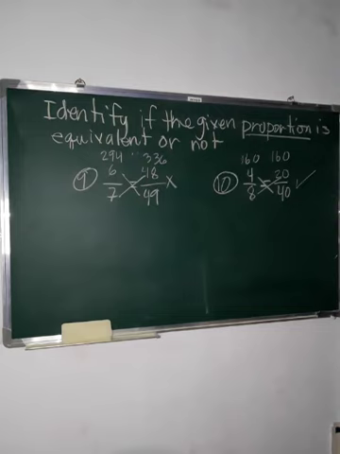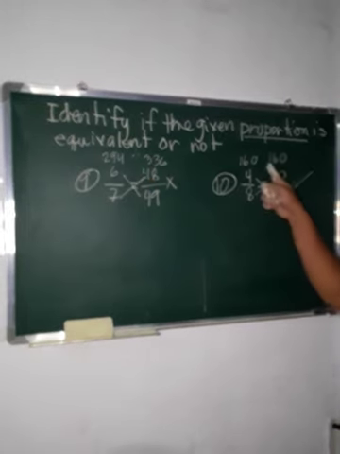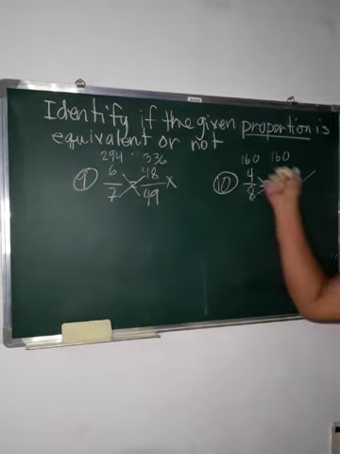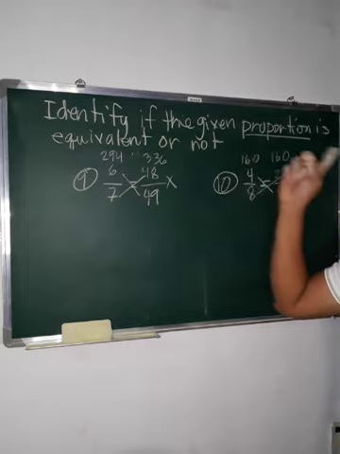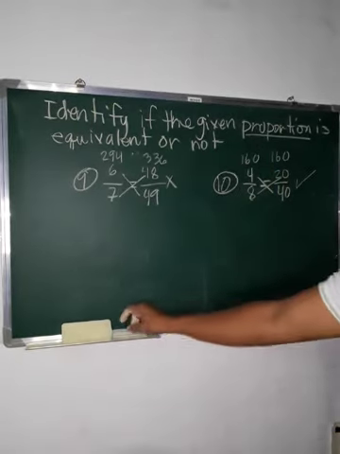Okay, so in identifying a given ratio or proportion, if it is equivalent or not, we can identify by simply doing the cross multiplication. If the answer is equal, then they are proportion. If the answer is not equal, then it is not a proportion or they are not equivalent.